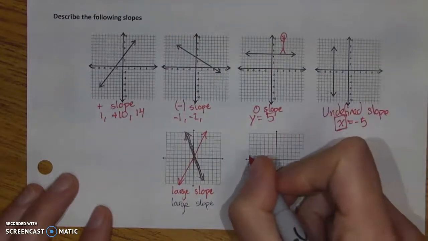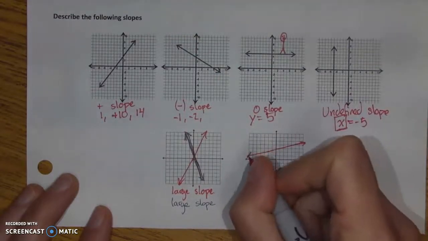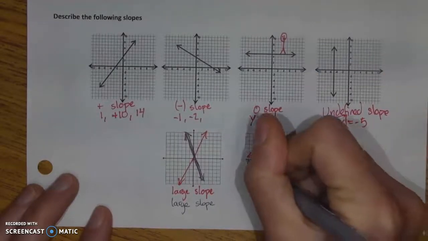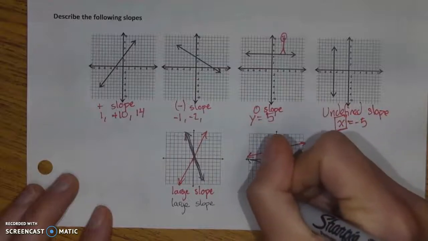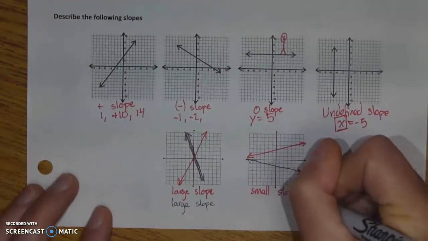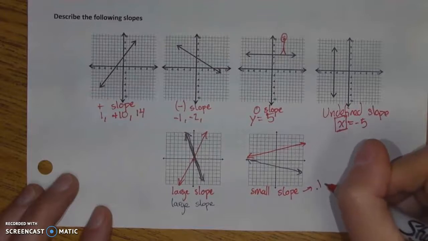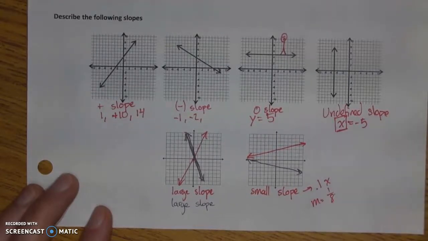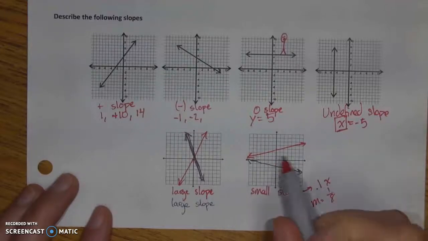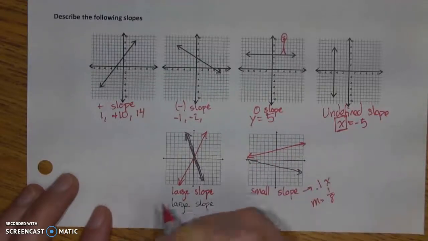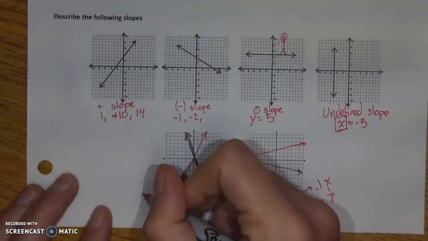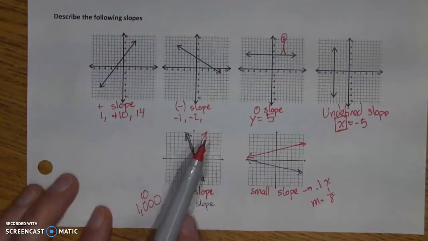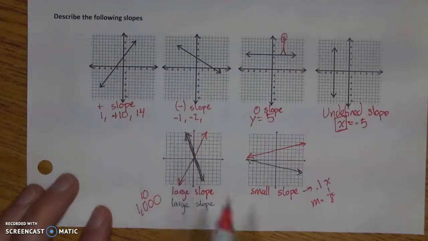If you see something that is pretty close to horizontal, whether it's positive or negative, that is going to be a pretty small slope. So those would be numbers like 0.1x, or you might have m equal to 1/8. Something like that will be the small slope that gets you the slow rise or slow drop. And the large, of course, could be anything like 10 to 1,000. And the bigger it is, the steeper it will get, the closer it will get to that vertical line.